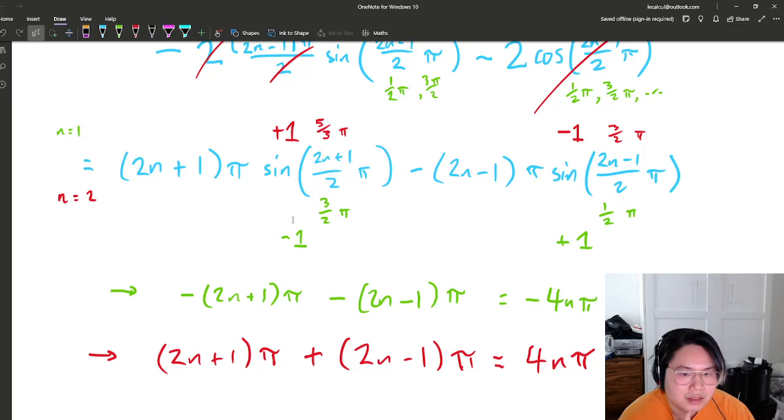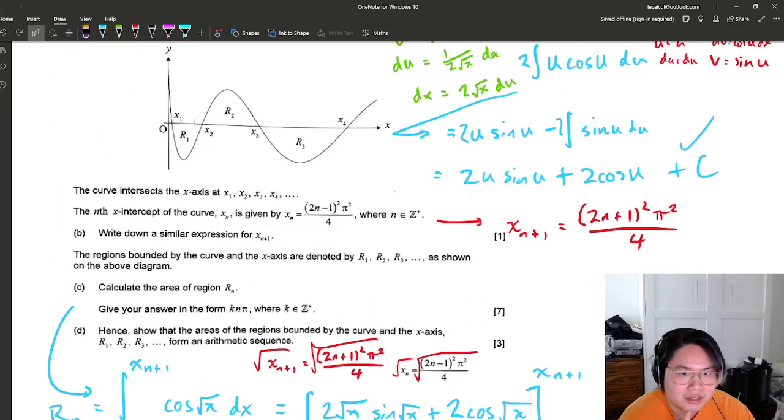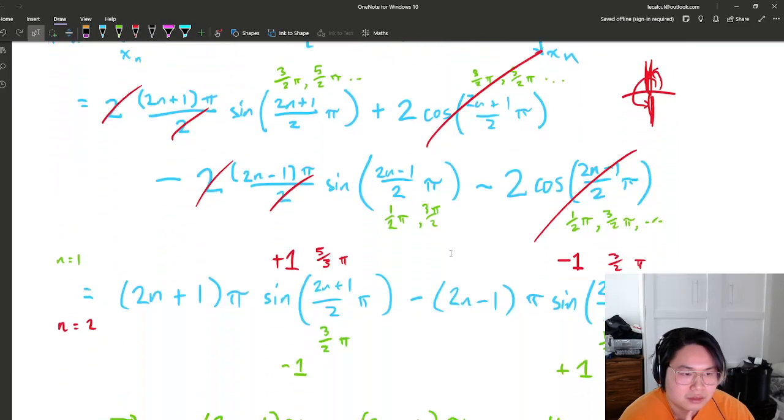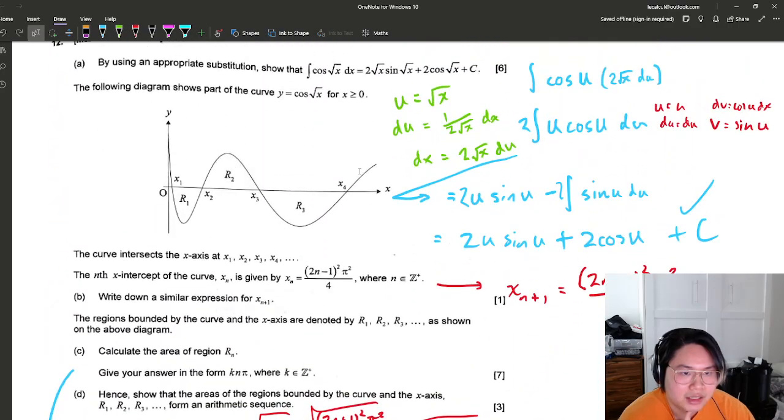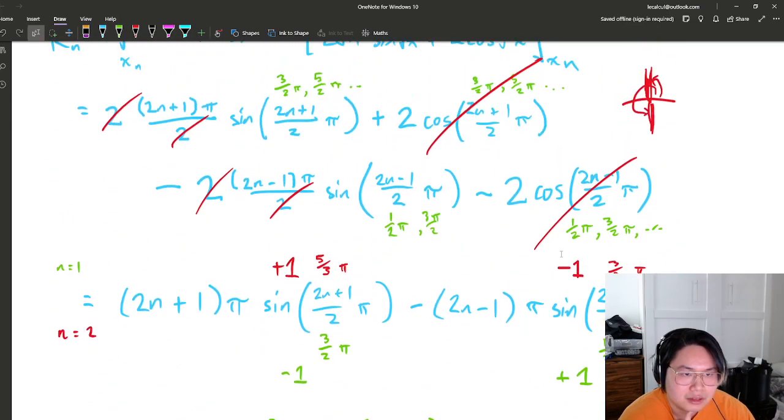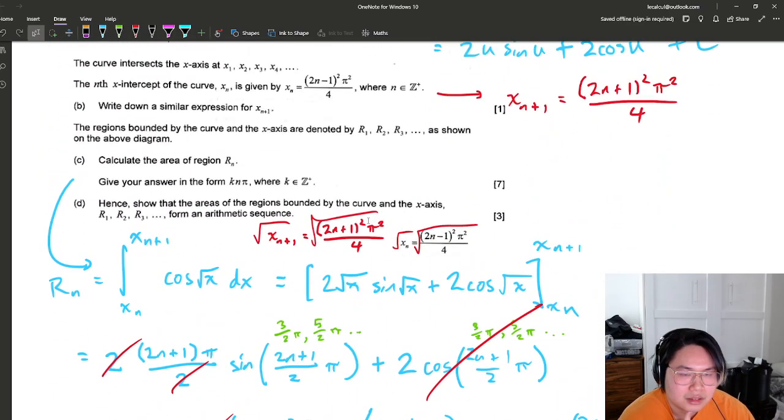Okay, if n is odd, you can look at the diagram. They'll be negative, which makes sense. And then even n's would be above, so positive. I don't think you can write this as one answer.